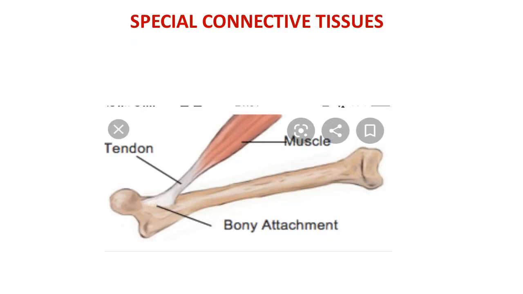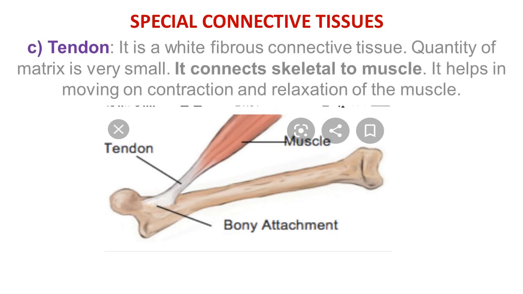Another important tissue which comes under this category is the tendon, and another one is the ligament. You are seeing the image of the tendon here. As you have seen, the tendon connects the bone and the muscle. In our body, the bone and muscles are interconnected by means of a special connective tissue, which is known as tendon. What is a tendon actually? It's a wide fibrous connective tissue, and the matrix is very small here, and it connects the skeletal bone to muscle. It also brings about the contraction and relaxation of the muscles.